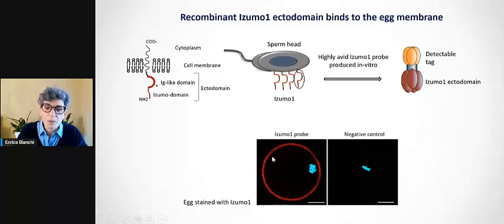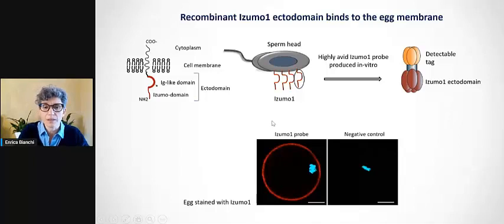And we were particularly happy to see that the probe was able to bind the surface of the oocyte, because that showed us that not only the probe, so the protein that we were able to produce in the lab, was functional, but also that very likely Izumo-1 had a binding partner on the surface of the oocyte.